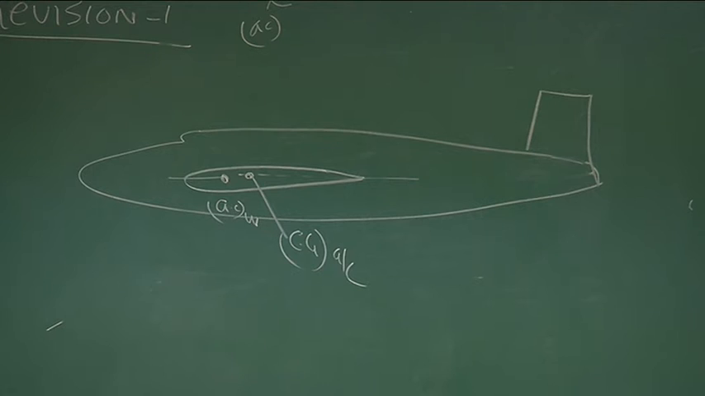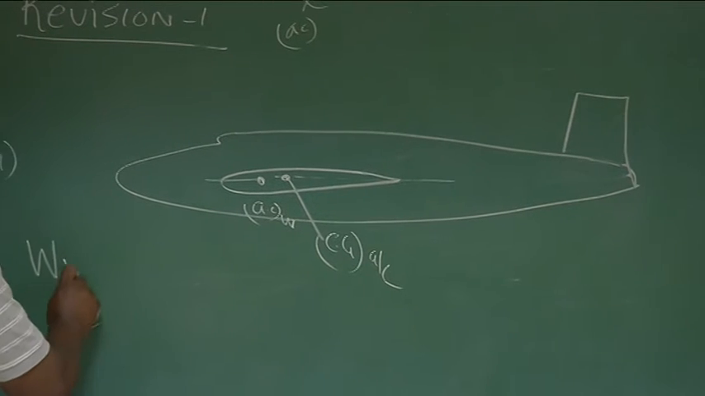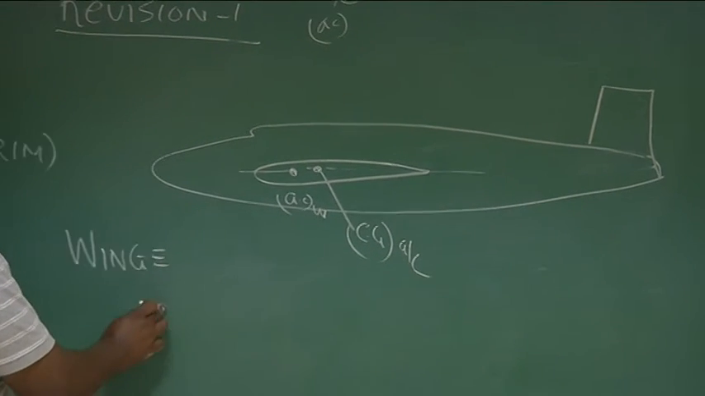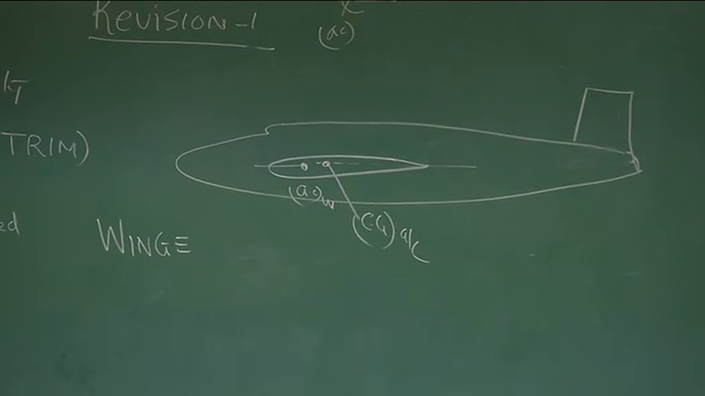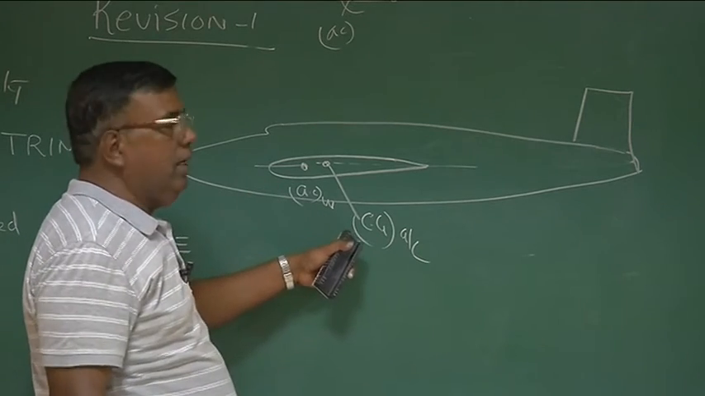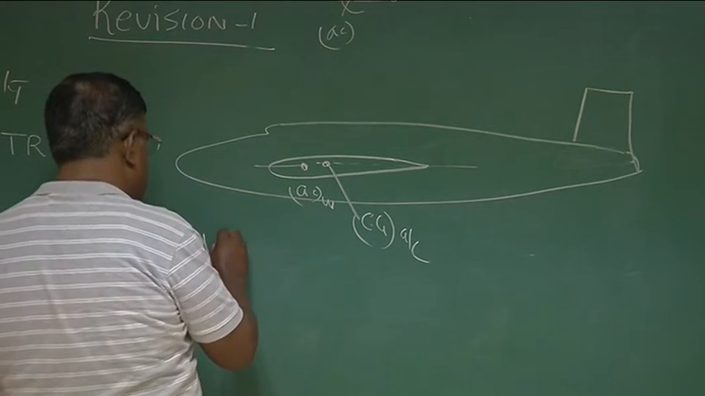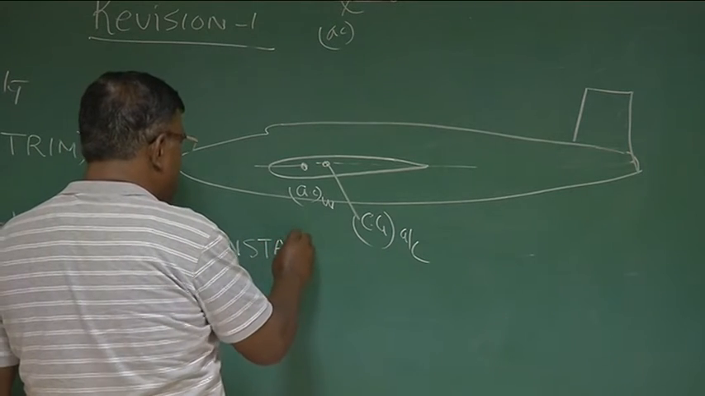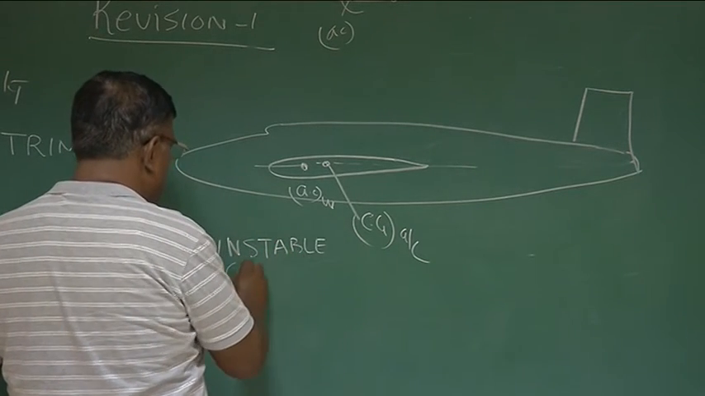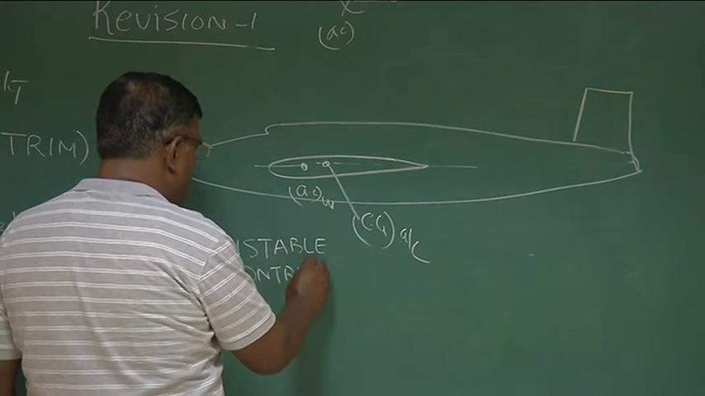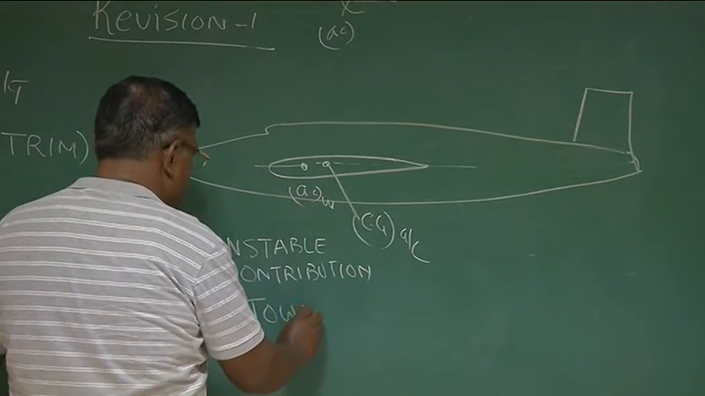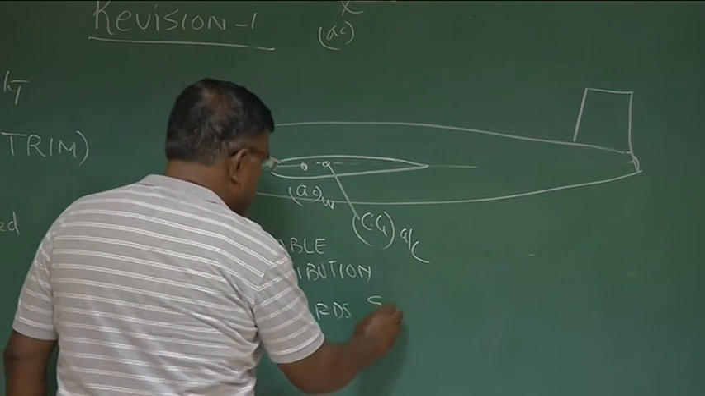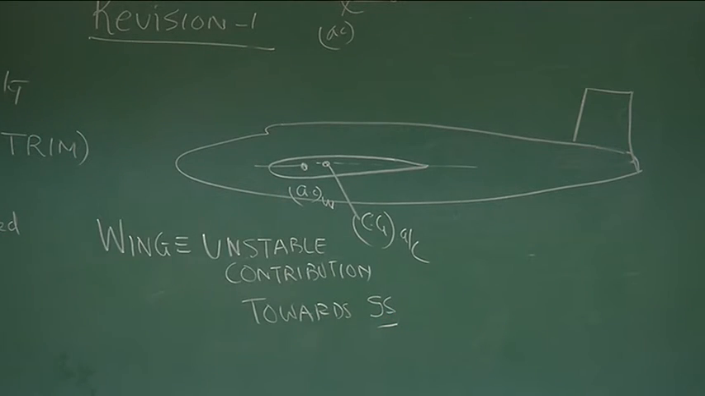If this is the combination, then if I ask you a question, as far as wing is concerned, will it give static stability to the airplane? The answer is obvious. Since AC of the wing is ahead of CG of the aircraft, this will give unstable contribution towards static stability. Right? You can understand very well.